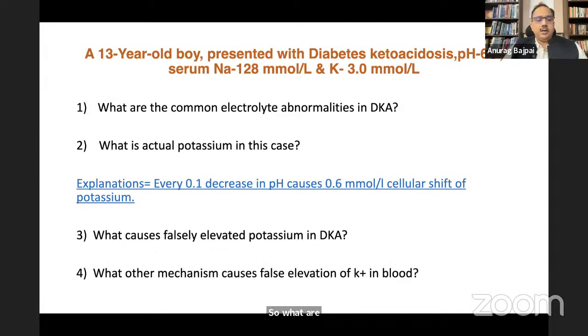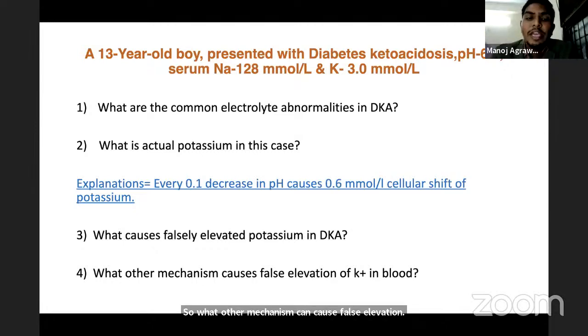What other mechanisms can cause false elevation, Dr. Manoj? As we discussed previously, the other mechanisms are, like acidosis, giving beta blockers, tumor lysis or cell lysis, or thrombocytosis, which can cause falsely elevated potassium in the blood. It is mainly due to the cellular shift. So these are the mechanisms that cause falsely elevated potassium.